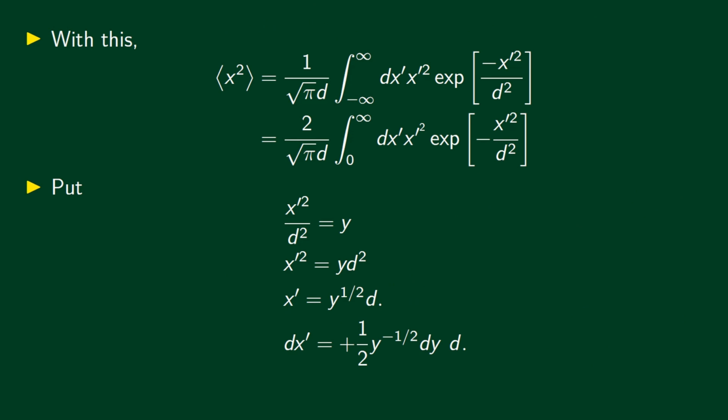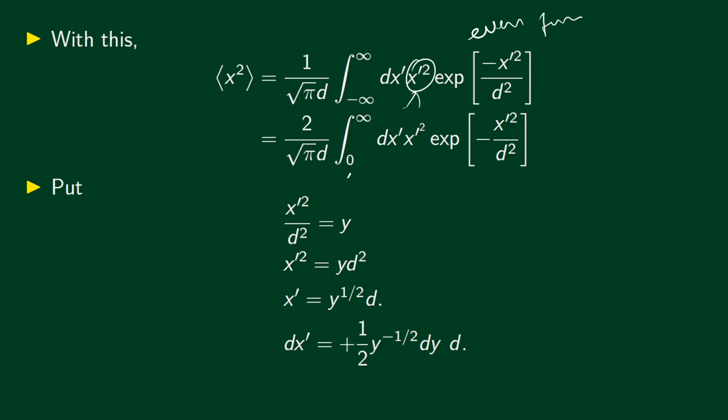You make the substitution and the integral becomes 1 divided by square root of pi d integral minus infinity to infinity dx prime squared exponential minus x prime squared divided by d square. Now we see that this integral is of an even function. Because if we substitute x prime by minus x prime, the value of the function does not change, because here we have x prime squared and here also we have x prime squared. Now the integral of this even function from minus infinity to plus infinity can be written as twice the integral of the same function from 0 to infinity.